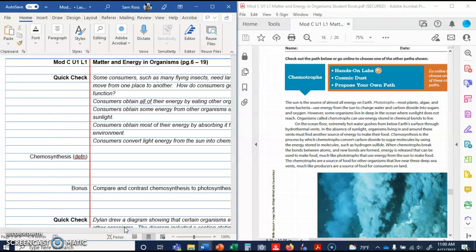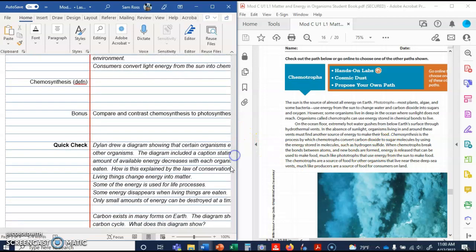Let's scroll back, and we need to find the definition of chemosynthesis. So let's go back to our page. We have chemotrophs, and chemosynthesis is right here. Chemosynthesis is the process by which chemotrophs convert carbon dioxide and sugar molecules by using the energy stored in molecules such as hydrogen sulfide.